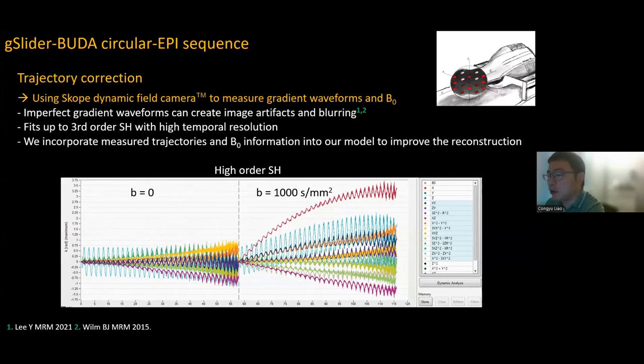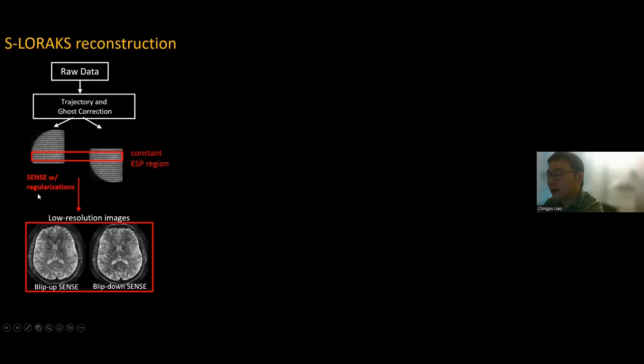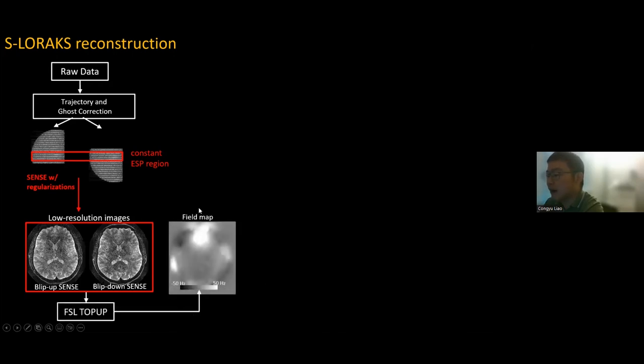So now let me talk about the detail of the reconstruction pipeline of the acquired gSlider-BUDA circular EPI data. The reconstruction of each gSlider encoding includes, first, the trajectory and ghost correction using the scan measured information. Second, the central k-space of each shot is reconstructed using SENSE with L1 wavelet regularization. The reconstructed low-res images of the BUDA pair are used to estimate the field map via FSL topup.